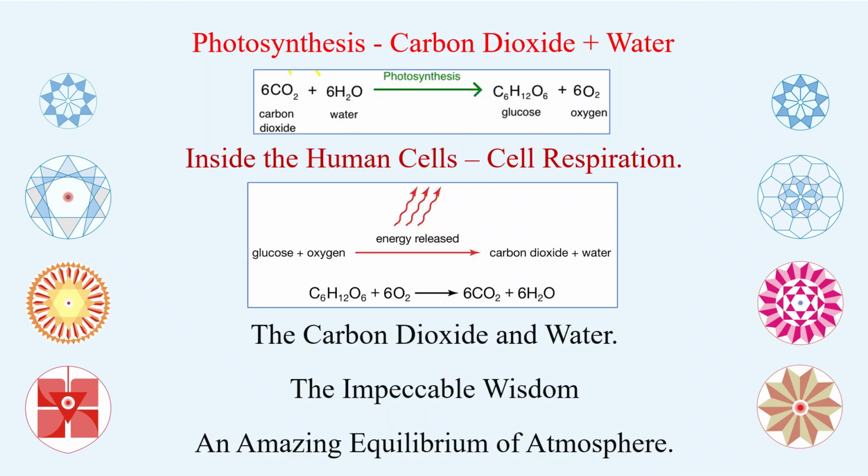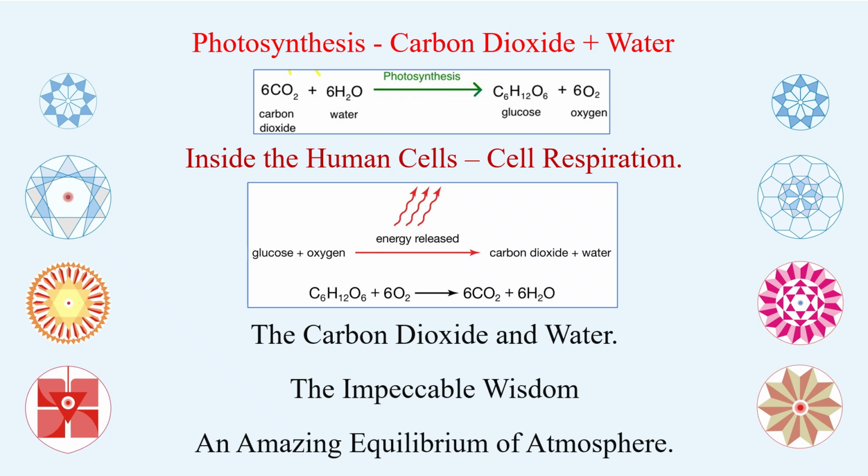Now comes the question of photosynthesis. I am explaining here. 6 carbon dioxide plus 6 molecules of water put together in the light of the sun is converted into 1 glucose plus 6 oxygen molecules. This is the chemical photosynthesis where sunlight plays an important role on the earth. 6 molecules of carbon dioxide, 6 molecules of water, leading to 1 molecule of glucose plus 6 molecules of oxygen.